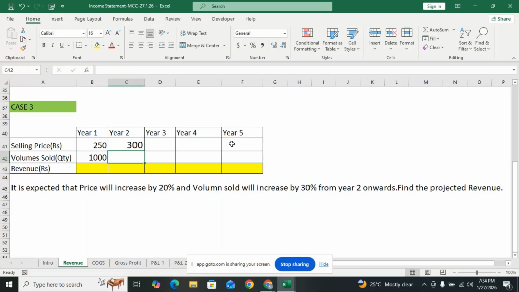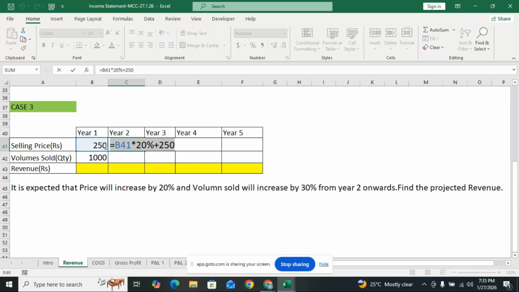If I directly do equals to 250 into 20%, I only get the increase in value, 50 rupees. But the total updated value is 250 plus 50, 300. So again I have to do plus 250, or plus B41, and I'll be able to get 300 like that.